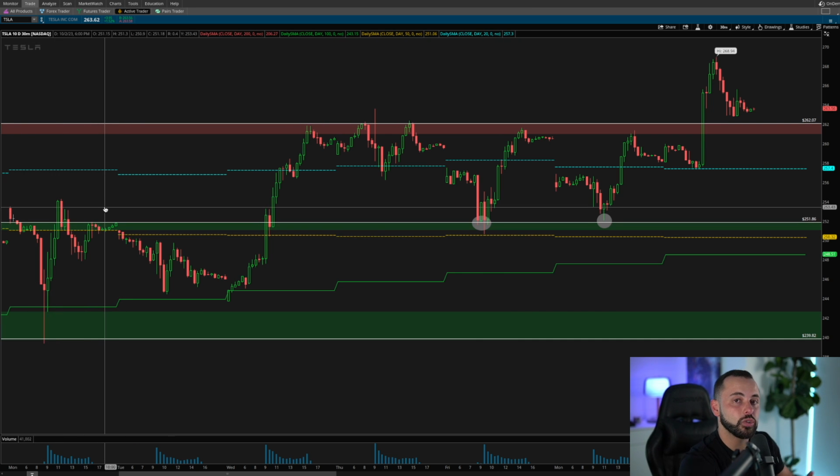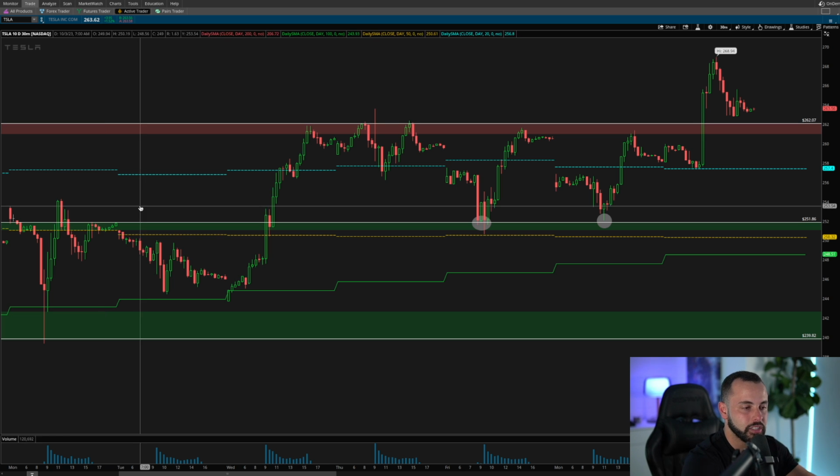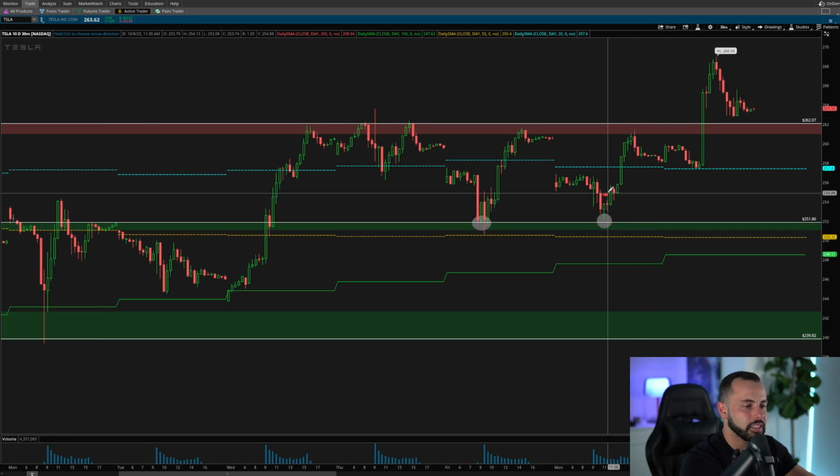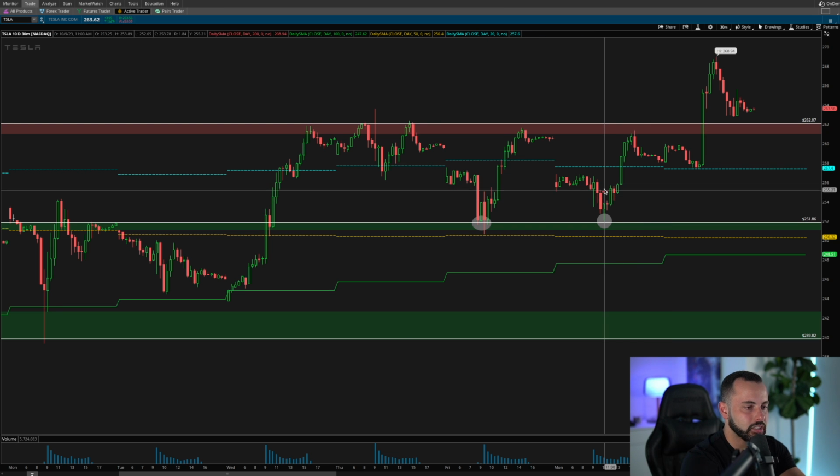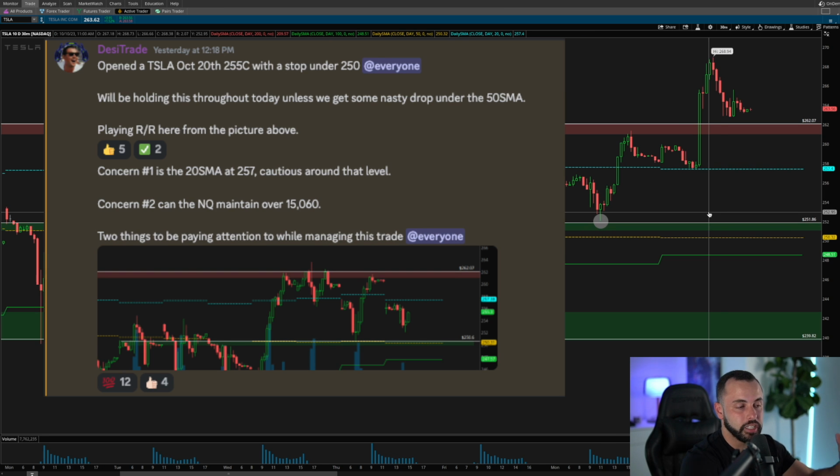After seeing that 252 hold, and after seeing the NASDAQ break higher yesterday, we entered swing trades in the Discord for Tesla call options. I'll pop it up on the screen. You guys can see where we entered this. You'll also see this trade live later in the video. We were entering calls here on Tesla.